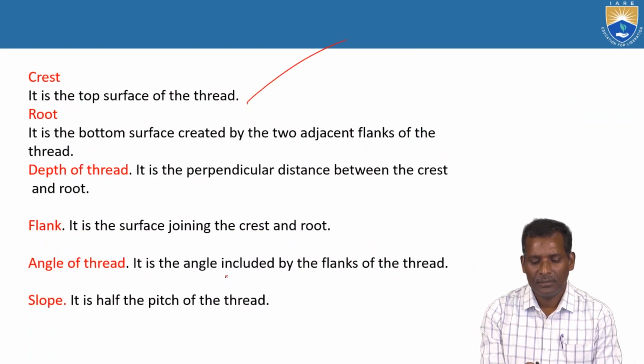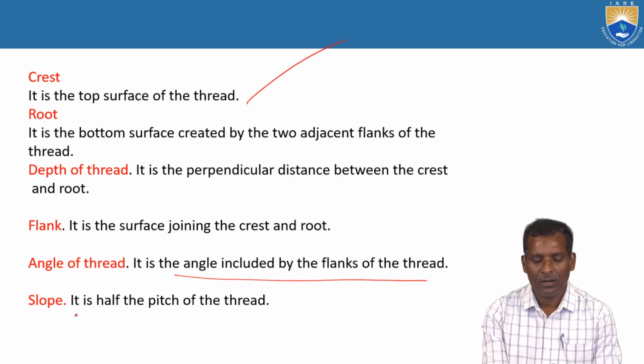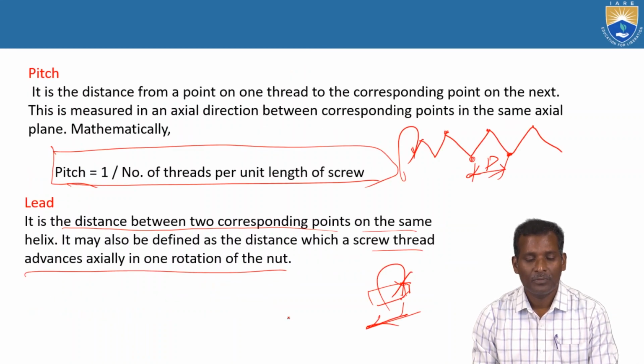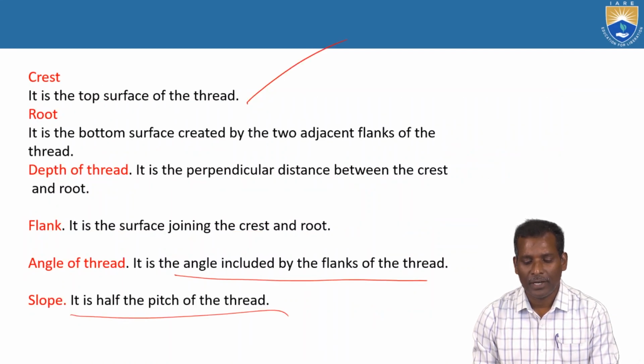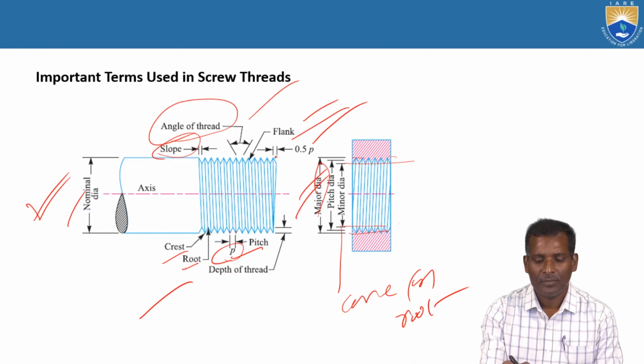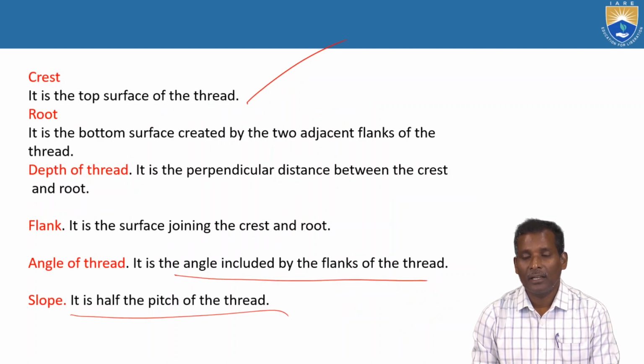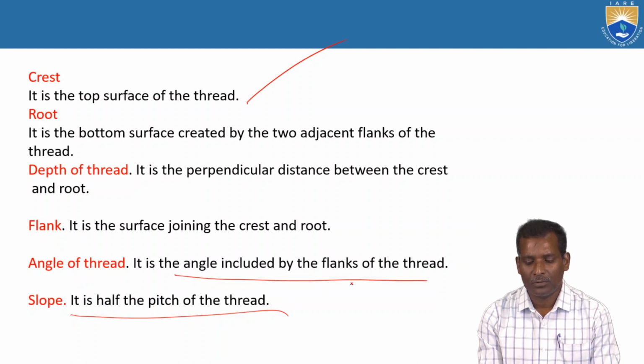The angle of thread is the angle included by the flanks of the thread. It is half the pitch of the thread slope. Here is shown a flank, this is one flank surface, and this is another flank. What is the angle between these two surfaces? That is the angle of thread, included by these two flanks and the slope. It is half of the pitch of the thread.